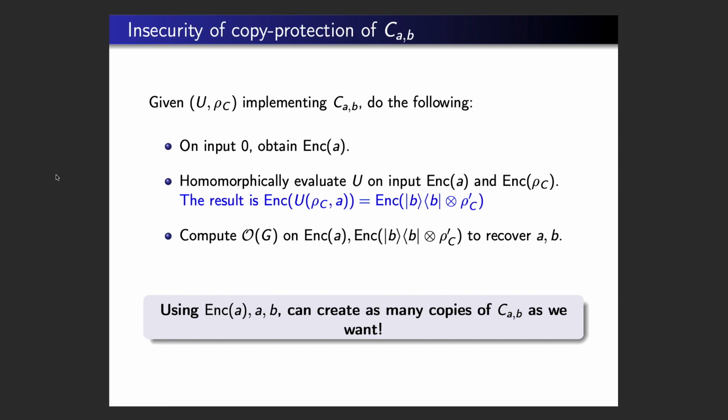So, now that we have A and B, we have the entire functionality of C_AB, right? So we can create as many copies of C_AB as we want, right? And thus break copy protection.